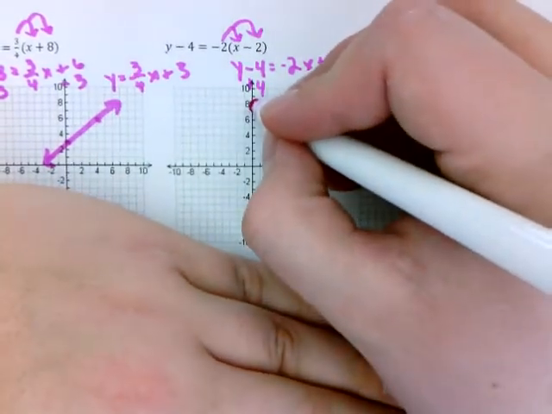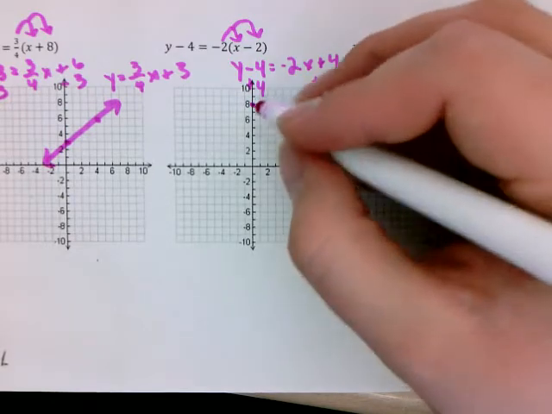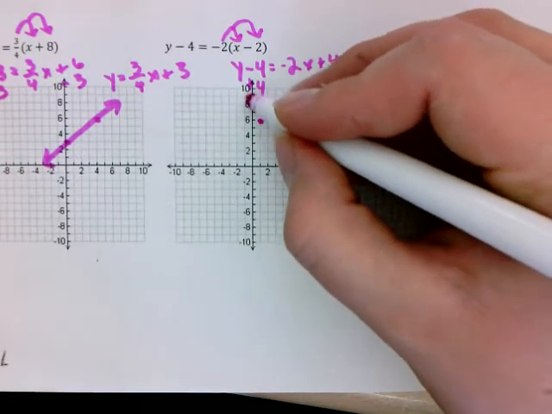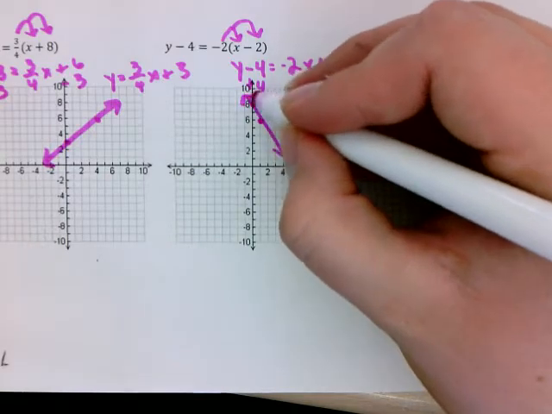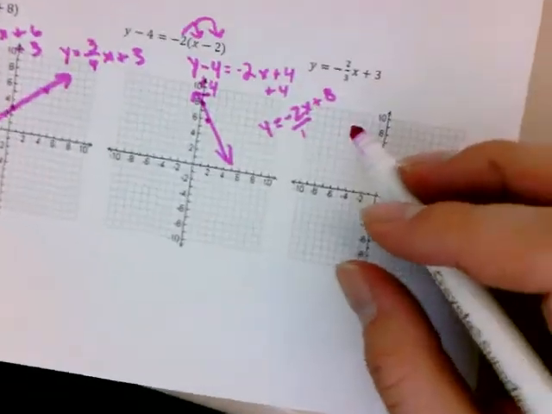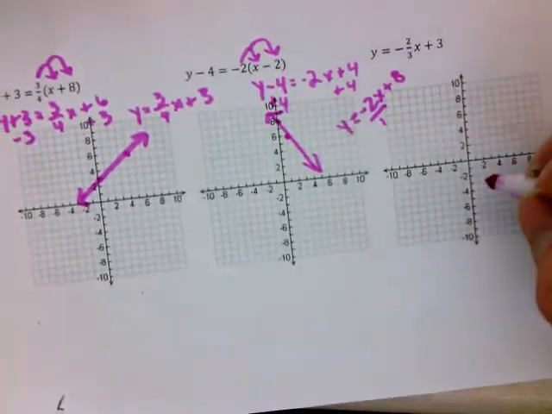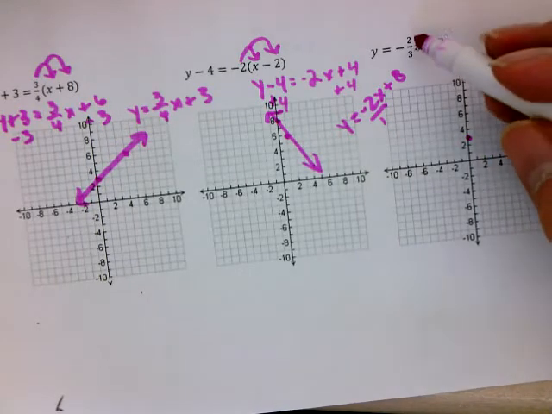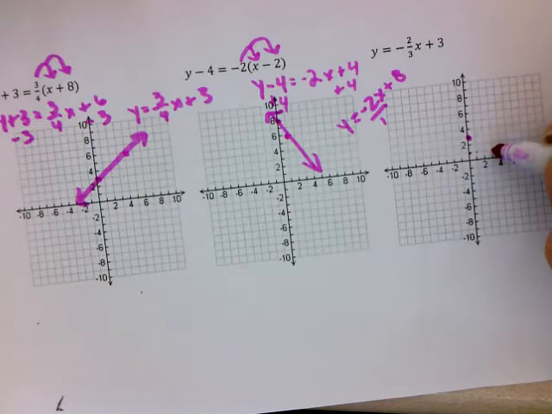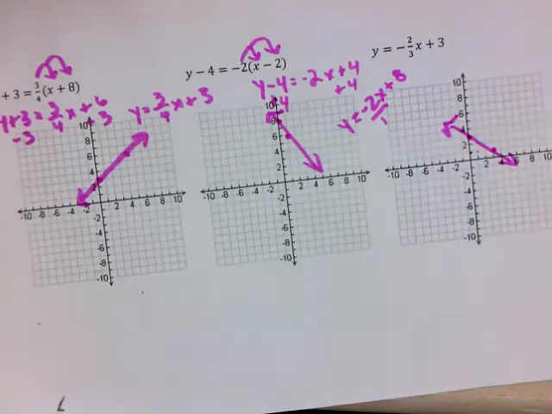We find where 8's at, put a dot. Now, this is a negative rise. That means we have to go down that much instead of going up that much. So we go down 1, 2, and we go over 1. There's our line. All right, once again, the last one's just like what we've been doing before. Y-intercept is 3, so we find where 3's at, put a dot. We know our slope is -2/3, so we go down 1, 2, over 1, 2, 3. The second dot, connect our dots, and there you go.